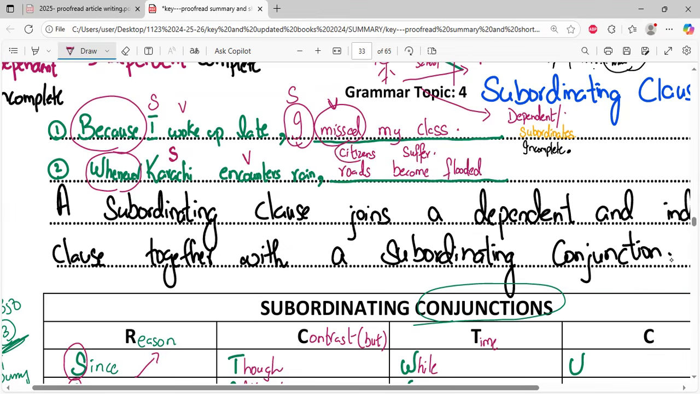So citizens becomes okay. I'll use a different color coding. Citizens become the doer. Citizens suffer and bear with problems. Citizens suffer और उनको बर्दाश्त करने पड़ते हैं. They have to bear with problems. So bearing with the problems becomes the verb. Verb is essential and subject is essential on both sides of the sentence to make it a compound sentence. So whenever Karachi encounters rains, roads turn flooded. So turn can then become verb or they become flooded. All right. Both sides should have a subject and verb.